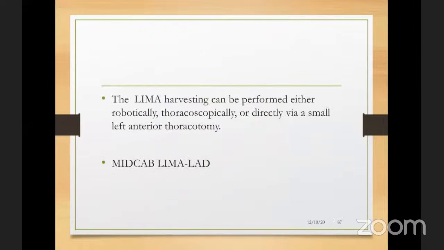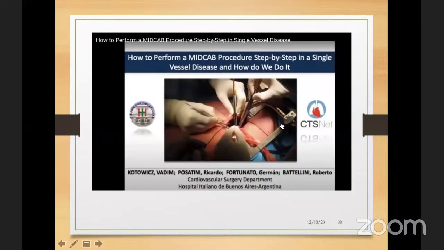So the LIMA harvest can be performed either robotically or thoracoscopically, or directly via a small left anterior thoracotomy, and then the LIMA to LAD anastomosis can be done with the minimally invasive direct coronary artery bypass. So I'll just show you pictures of the MIDCAB procedure for LIMA to LAD. How to perform MIDCAB, yes.